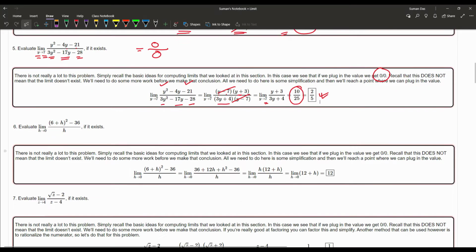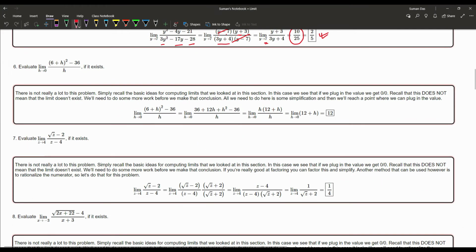Let's check the next problem. Here we have to find out the limiting value of the function, that is 6 plus h whole square minus 36 upon h, and h tends to 0. So that is another result we are getting, that is 0 by 0, when we are putting the value of h equal to 0 in the function. So what to do? Once again we are using the factorization method.